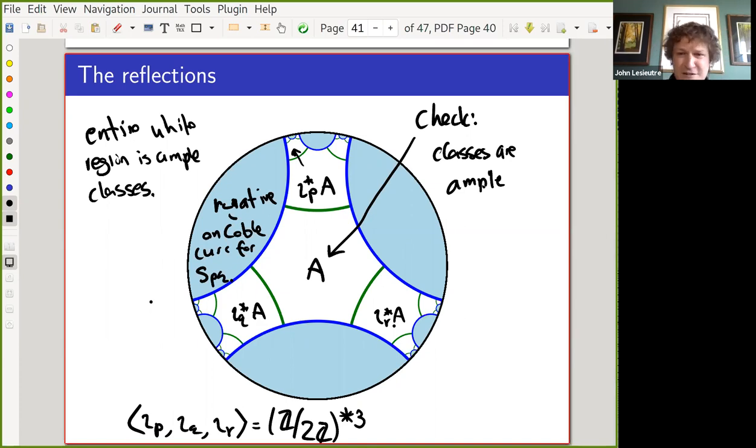All the blue regions, curves here are negative on one of the other Coble curves. Classes here are negative on one of the other Coble curves. Classes here are negative on one of the other Coble curves. And these smaller blue regions just correspond to the images of the Coble curves under automorphisms. So anything in a blue region is negative on one of these images of a Coble curve under some automorphism, so it's not nef.